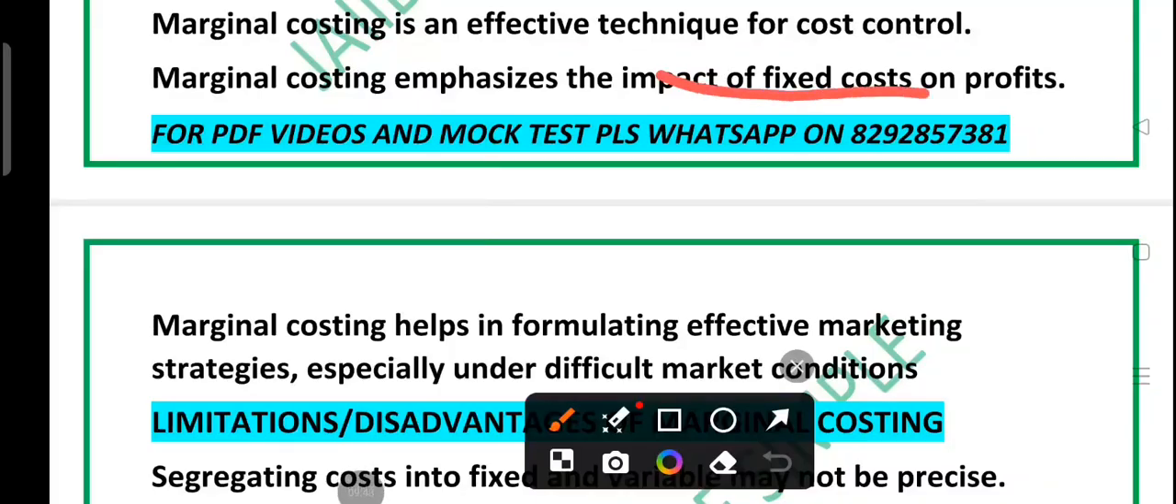That is what is shown by the marginal costing. So it highlights how fixed costs like rent, salary, electricity impact the overall profit, right? It reminds the manager that even if sales go up, unless contribution per unit is strong enough to cover the fixed cost, profit won't improve. Right? That is the point.